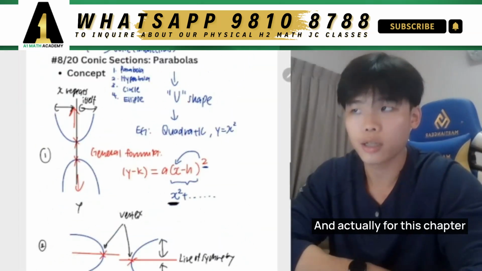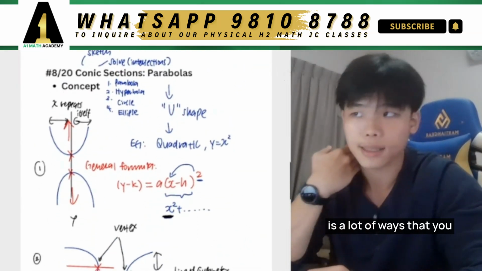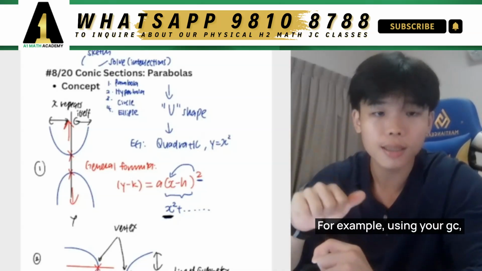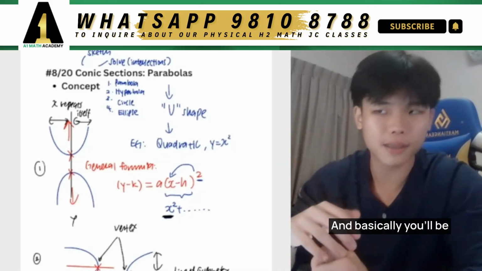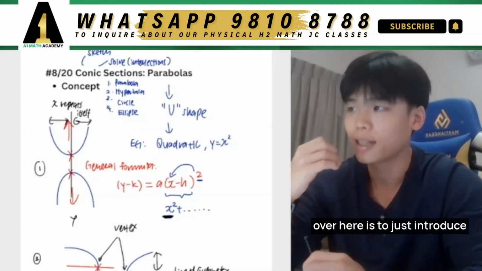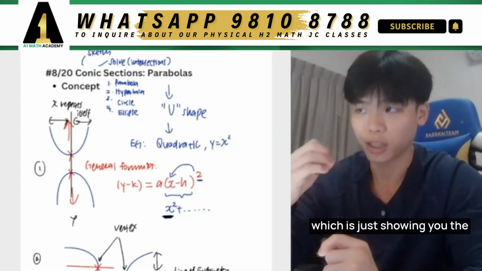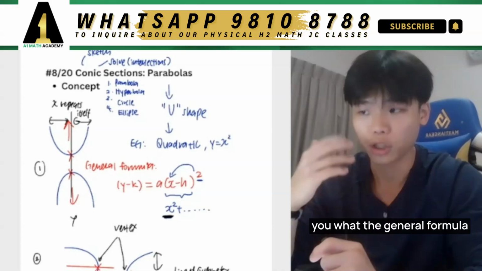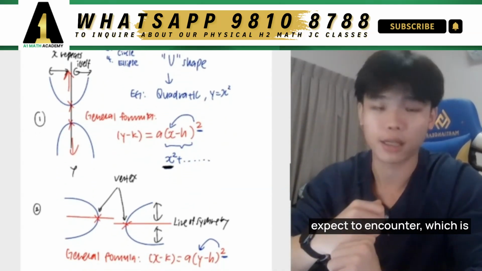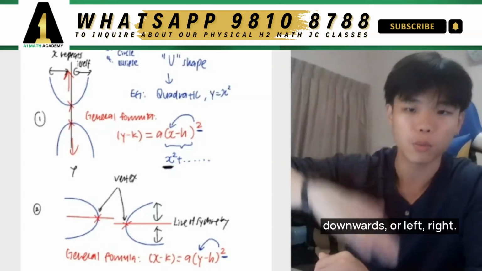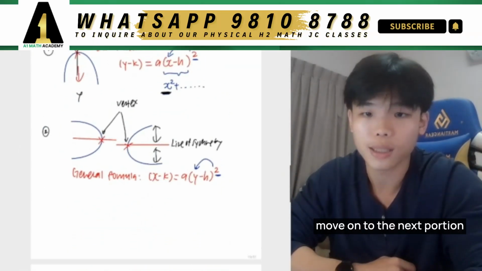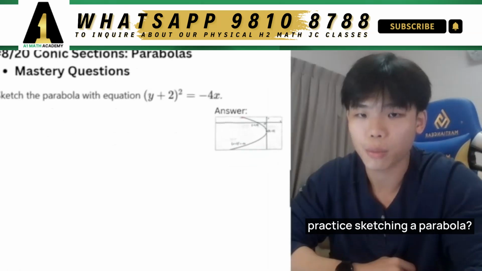And actually for this chapter regarding parabolas, there are a lot of ways that you can sketch a parabola, for example using your GC, your graphic calculator, and basically you'll be using a graphic calculator most of the time. So the main aim of this video is to introduce to you what a parabola is, showing you the general shape and the general formula of a parabola, as well as the kinds of parabolas that you can expect to encounter, which are the ones that open upwards, downwards, or left or right. And as long as you are able to absorb that, you're ready to move on to the next portion where we're actually going to practice sketching a parabola.